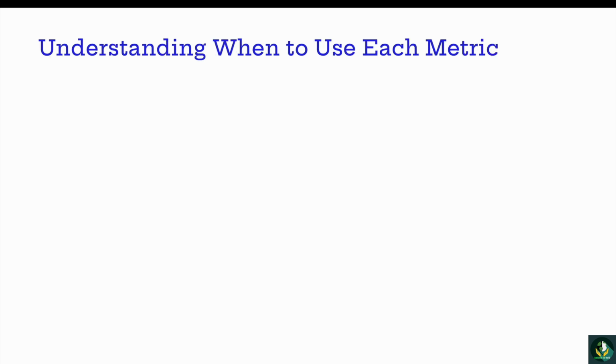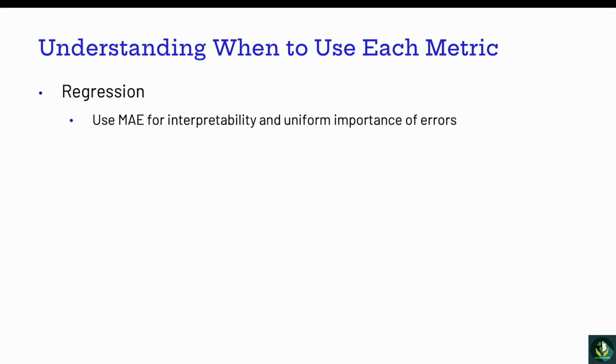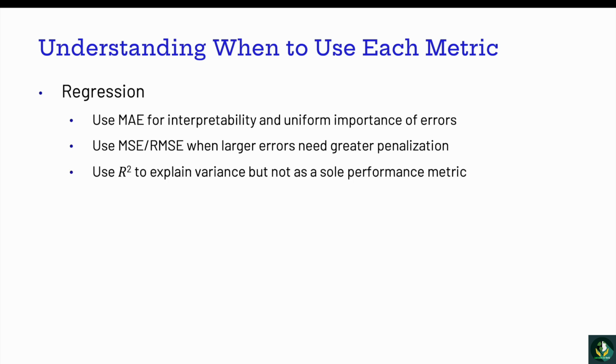Next, let's understand when to use any of these metrics. So in regression, we use MAE for interpretability and uniform importance of errors. We use MSE or RMSE when the larger errors need greater penalization. And we use R square to explain variance but not as a sole performance metric.